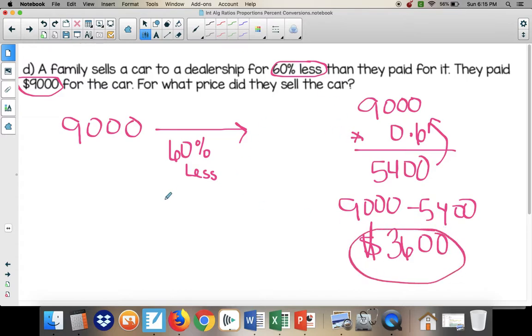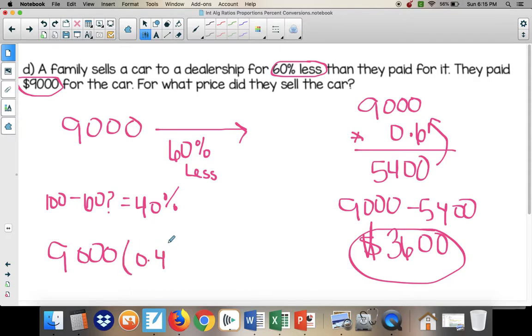Now the other way you could say it is, well, what's 100 minus 60%? Yeah, 40%. So what you also could do is, instead of doing all of this here, you just take 9,000 times 0.4, that's 40%, and you should get 3,600. So either way works on this piece, just whatever you're comfortable with.